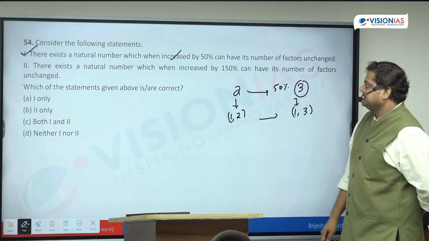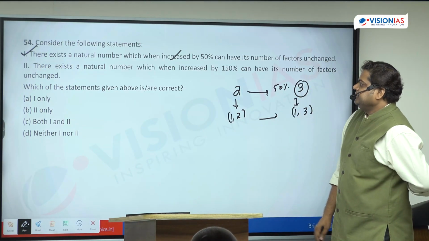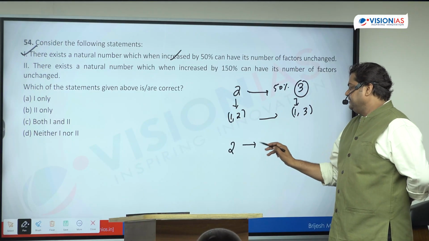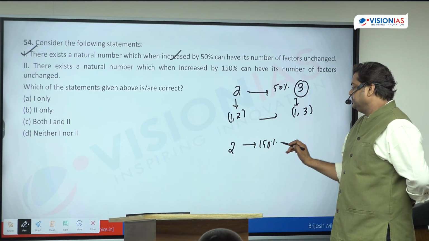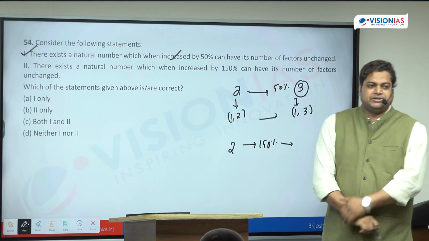That statement is correct. Second statement: there exists a natural number which when increased by 150%, again we take 2. If I increase this 2 by 150%, then what is the value? What is 150% of 2? What is 100% of 2? 2.